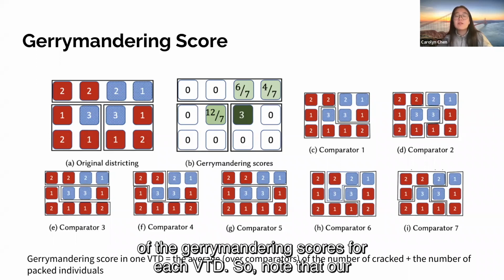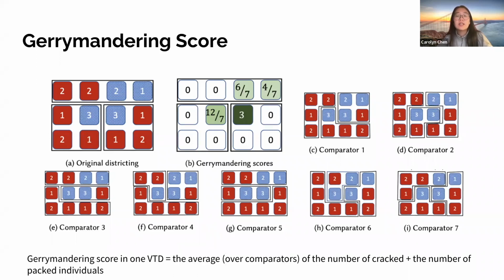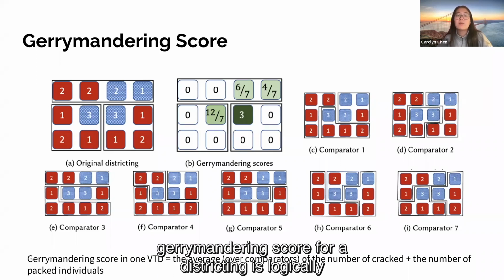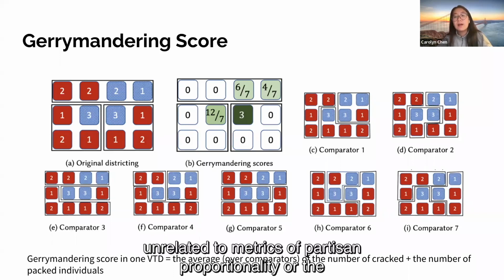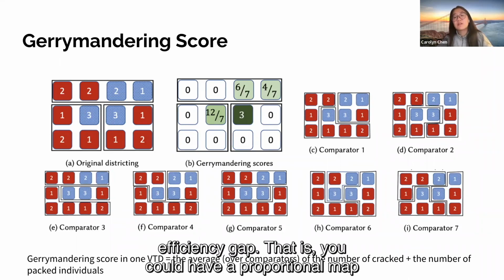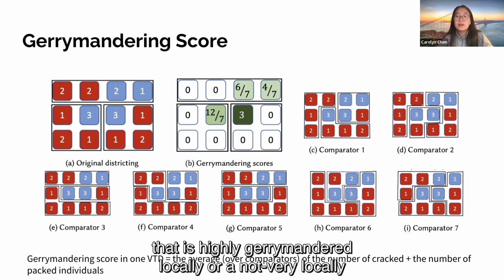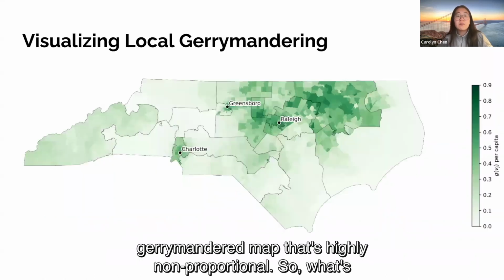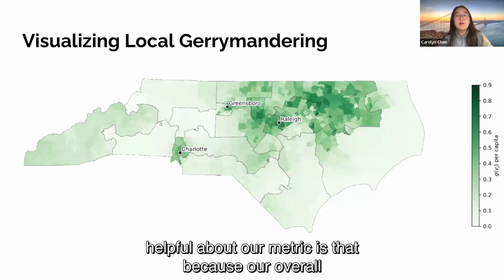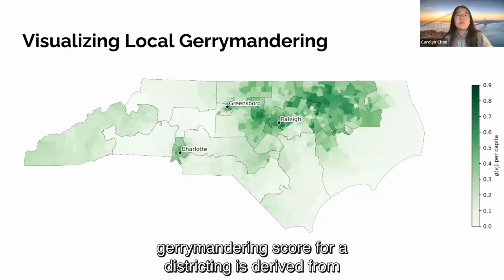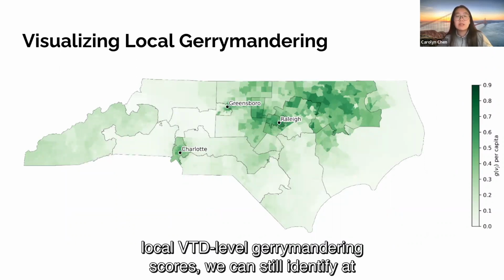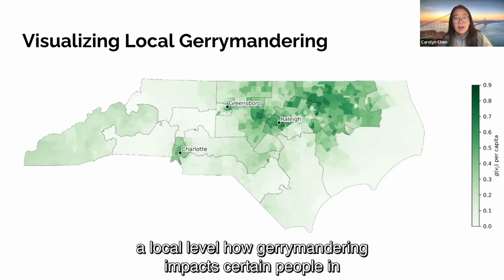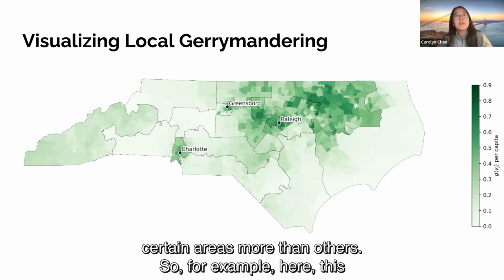Note that our gerrymandering score for a districting is logically unrelated to metrics of partisan proportionality or the efficiency gap. That is, you could have a proportional map that is highly gerrymandered locally, or a not very locally gerrymandered map that's highly non-proportional. What's helpful about our metric is that because our overall gerrymandering score for a districting is derived from local VTD level gerrymandering scores, we can still identify at a local level how gerrymandering impacts certain people in certain areas more than others.